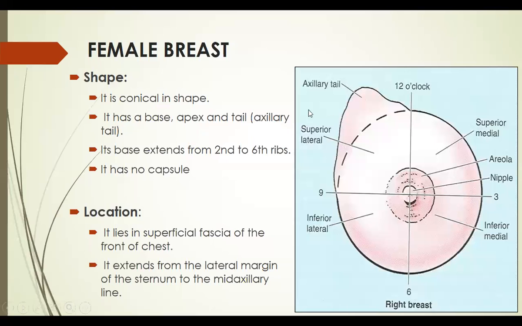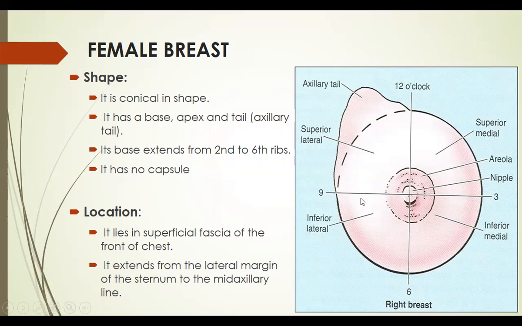Okay, the axillary tail. This part is called the axillary tail, which will go into the axilla, so that's why it is called the axillary tail. Then it has an apex, which is near the nipple, and the base, where it is in contact with the chest wall. Its base extends from the second to the sixth rib. If you see, this is the base which is attached to the chest wall. It extends from the second to the sixth rib, and it has no capsule.